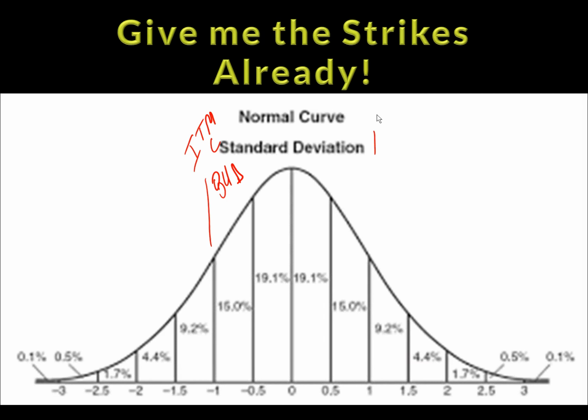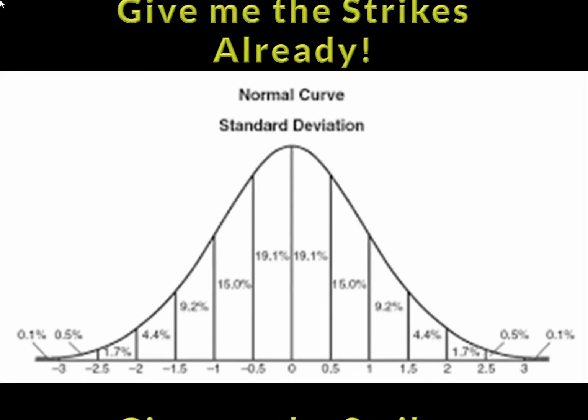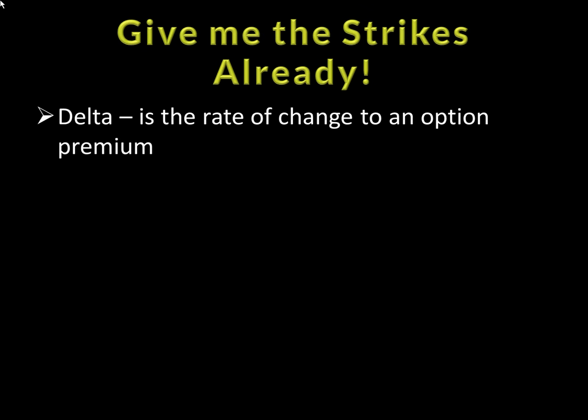I'll talk about that here in a little bit. But I want to try and pick the 84 delta. Now, you guys might be going, Wolfman, delta, you're talking like standard deviations and everything else. Delta is the rate of change to an option's premium. Yes, it is. But what I want you guys to come away from this is delta is data, all right? And more importantly, delta tells us the probability. Again, we're going back to the probability, right?